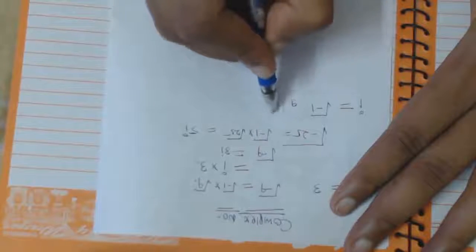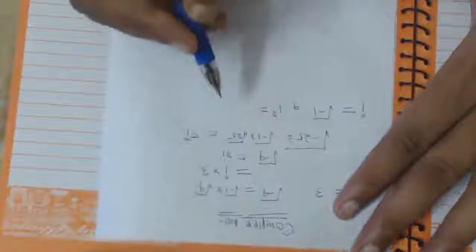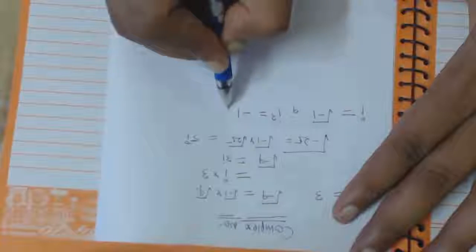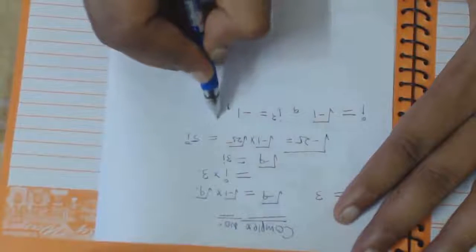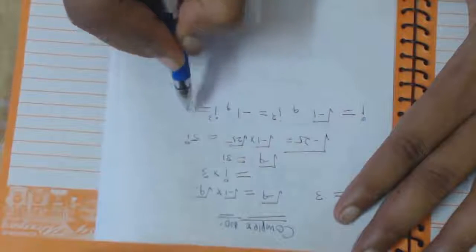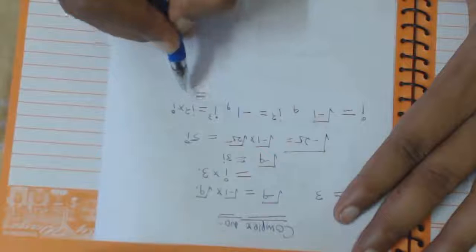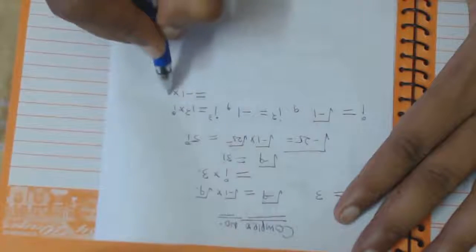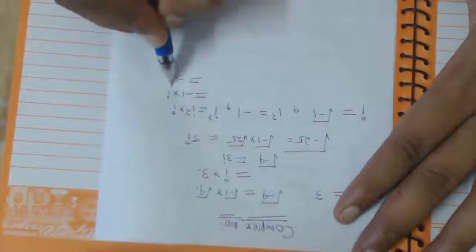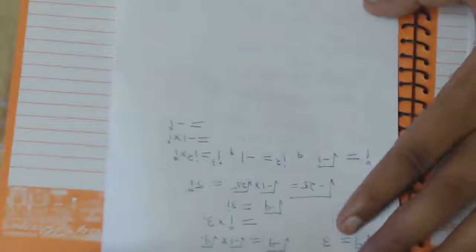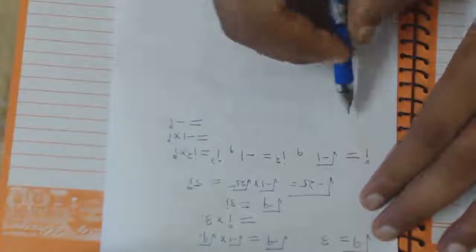When I square both sides, iota square. What is iota square? Iota square is minus 1. What about iota cube? Iota cube will be iota square into iota. Iota square becomes minus 1, multiplied by iota, it gives you minus iota. Okay, the concept is clear. Nice.